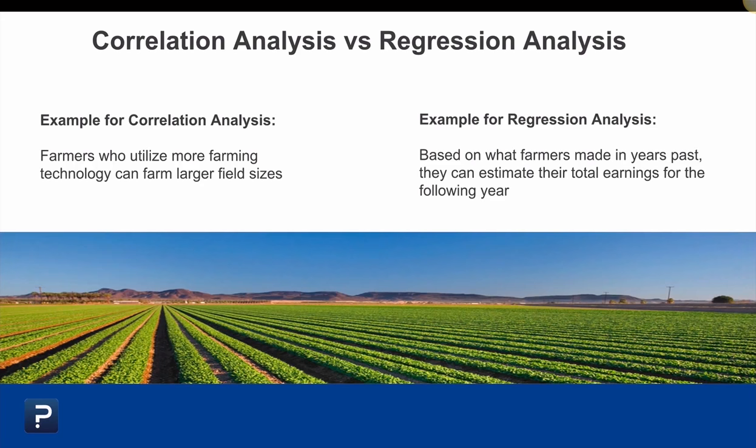So a great example to see what that is: for correlation analysis, farmers who utilize more farming technology can farm larger field sizes. And for regression analysis, based on what farmers made in years past, they can estimate their total earnings for the following year, assuming that nothing else has changed. So you will see that a lot of things are more contingent upon certain items that must happen with regression analysis, and there are more concrete variables being used, whereas with correlation, we're really looking at the strength and what direction it is going in.